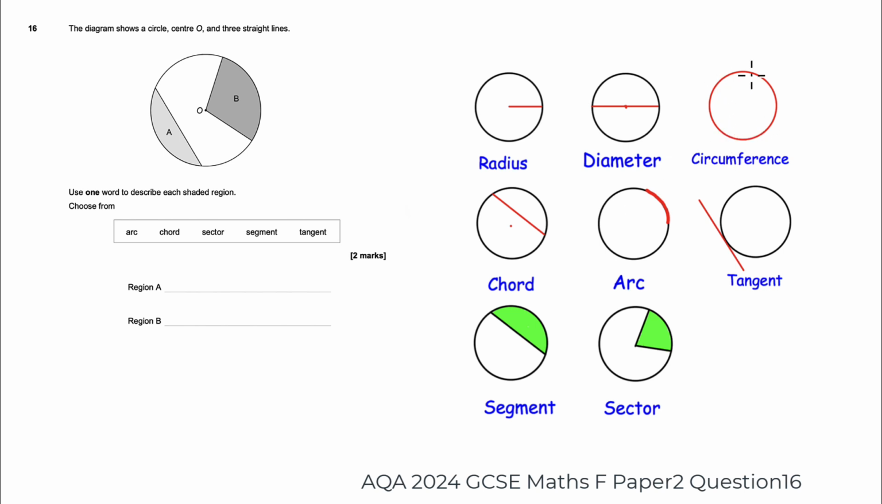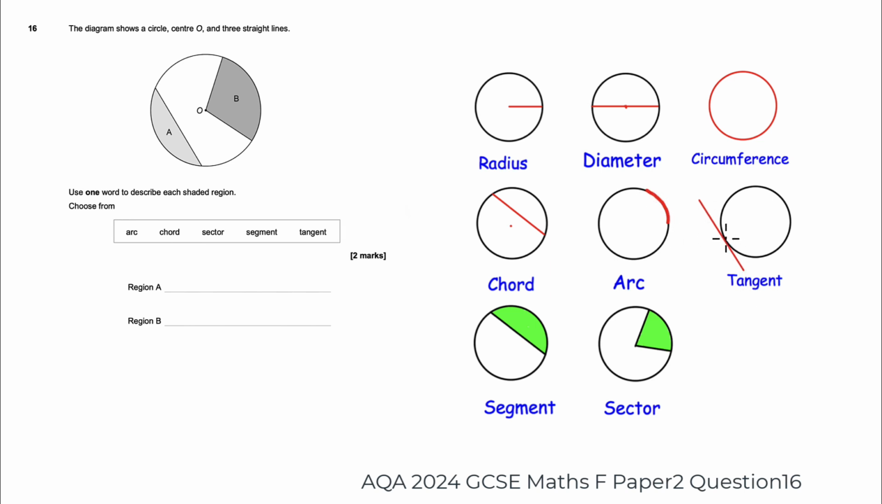Circumference, all the way around the circle. A chord, 2 points on the circumference joined up. That's what the diameter is. So the diameter is a special chord. Chords in general don't need to pass through the centre. 2 points on the circumference, join them up. That's a chord. Now the arc is part of the circumference of a circle.